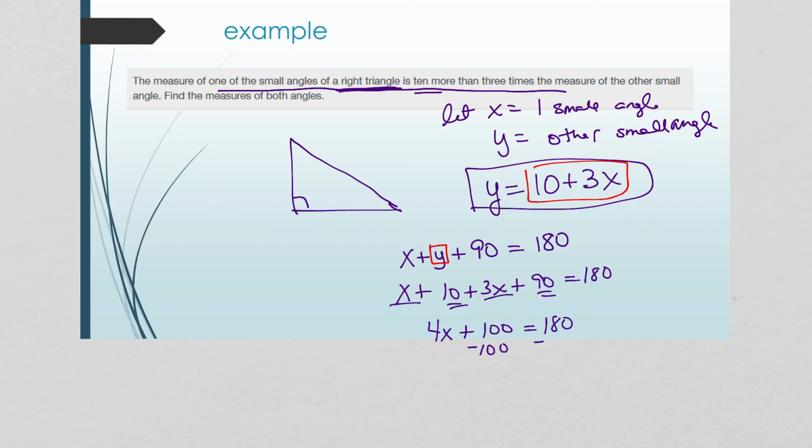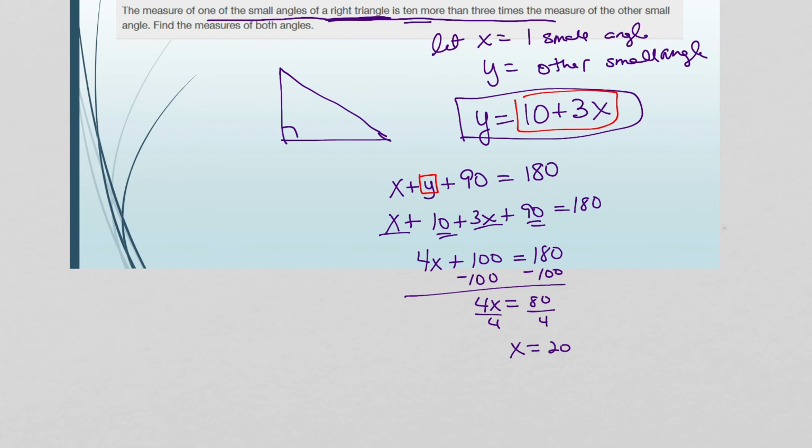Subtract 100. 4x is equal to 80. Divide by 4. So x is equal to 20. Okay, now to find the other one, I can either substitute this 20 in right here, or I could put it in right here. And honestly, this one is your easiest one. It's shorter.